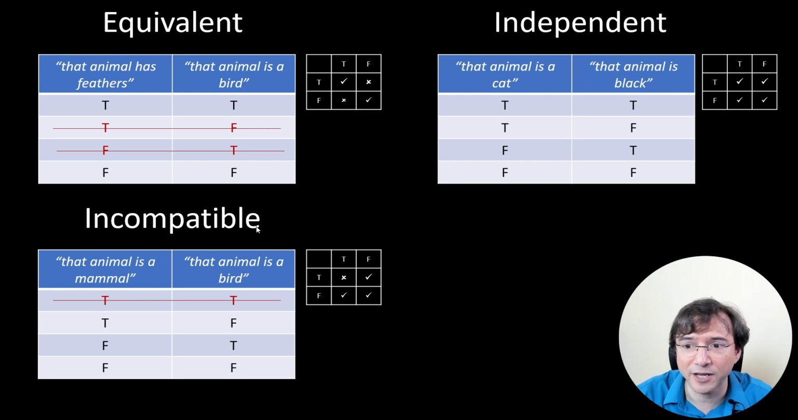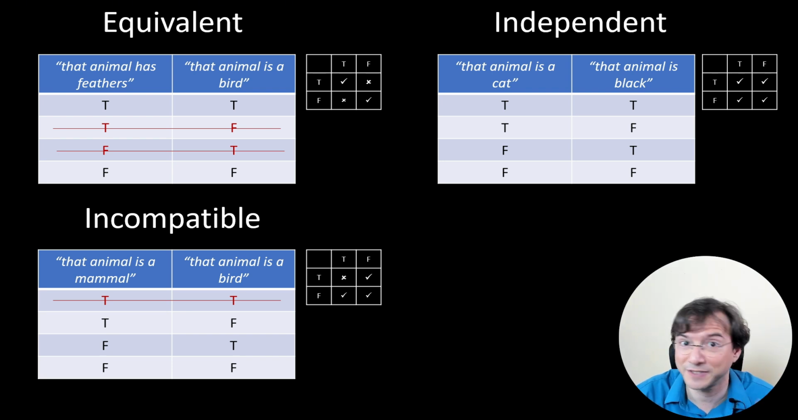Or if two things are incompatible, like the mammal and the bird, then they can't be true at the same time, so this condition must be ruled out. And this is what we're going to do. We're going to define all these relationships based on the axioms that we already have.